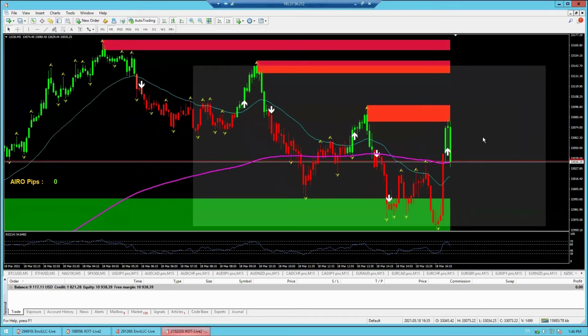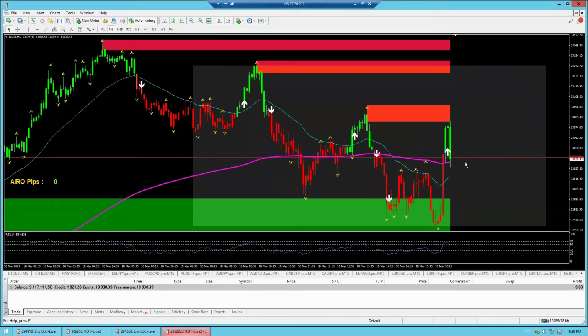It hit that resistance and it bounced hard off of that, huh? Now it's playing around at the 200 here.